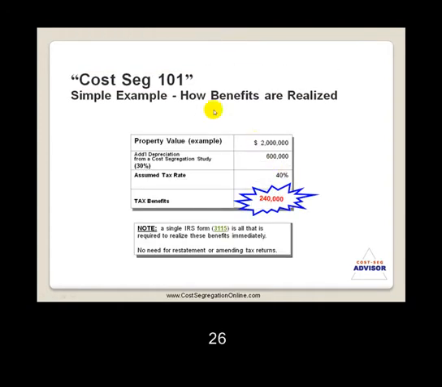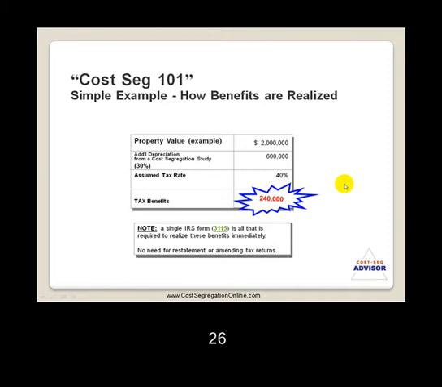Okay, so just breaking it down, Cost Seg 101, again showing you at a real high level how these benefits are realized. You have a property that you purchased for $2 million. That's the tax basis number. Then you look at the additional depreciation that you can now accelerate. In this case, it's 30%. And then you look at the assumed tax rate. So the net tax benefits in this case would be $240,000.